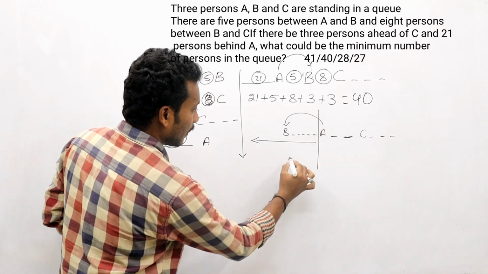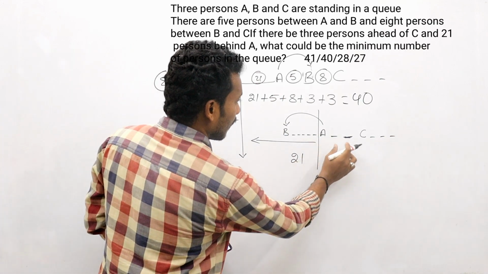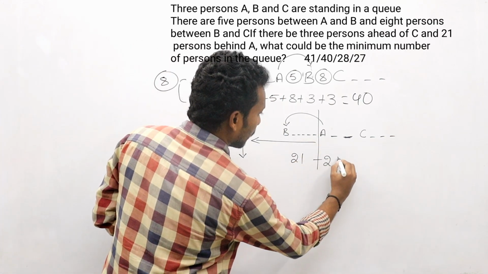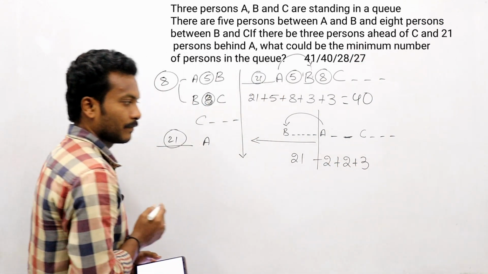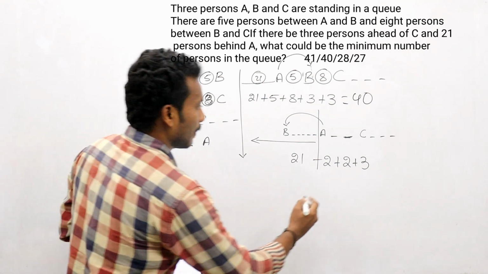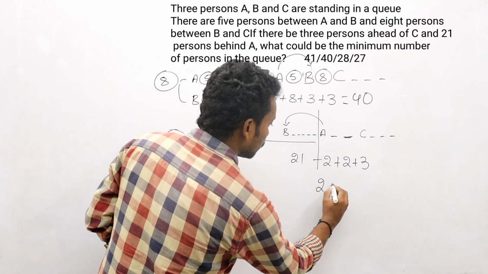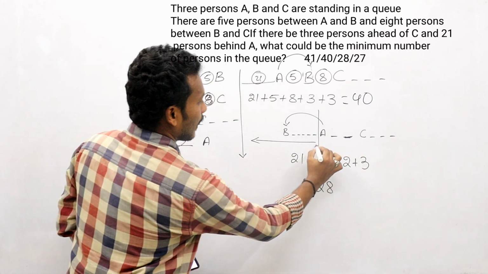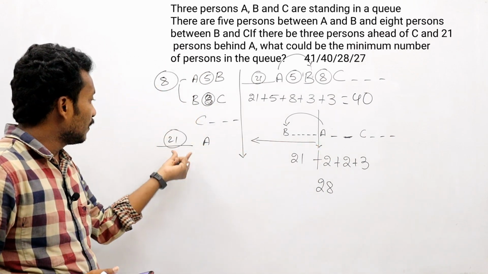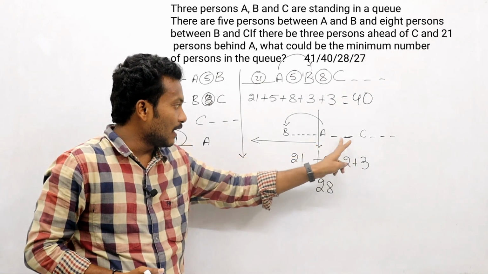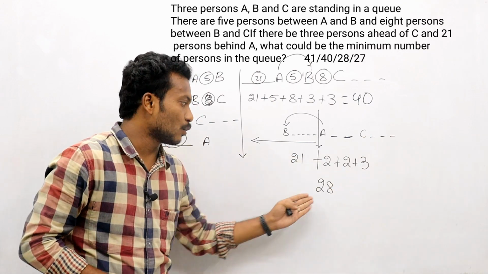Here, up to here, before A, 21 members. Now A and C are 2 members. Plus, between these two, 2 members. After C, 3 members. Total members: 21, 2 plus 2 is 4, 4 plus 3 is 7, 21 plus 7 is 28. Why are we taking 21 here? Before A there are 21 members. Between A and C, 2 members. After C, 3 persons. Total 28.